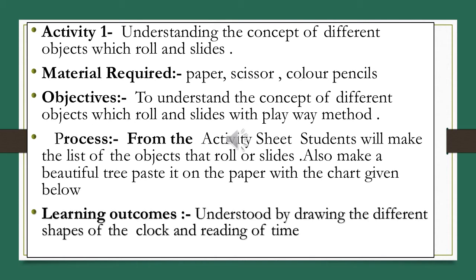What you have to do? We have to write down the list of the objects, observe the objects and then write down the objects which roll or slide or both roll and slide. And also you have to make a beautiful tree which rolls and slides and paste it on the paper with the chart given below. And then you have to write down at the end learning outcomes.